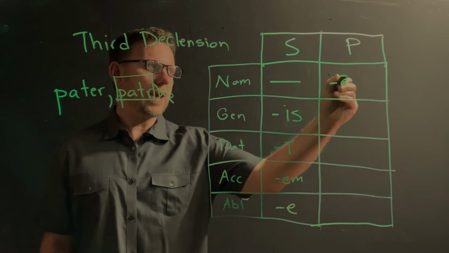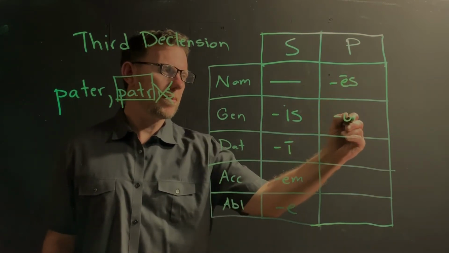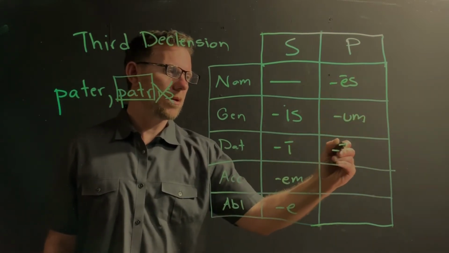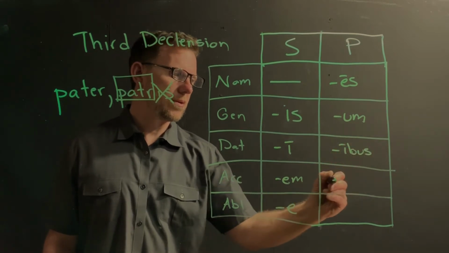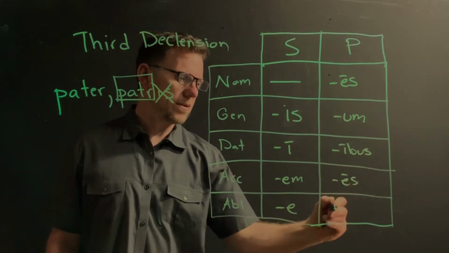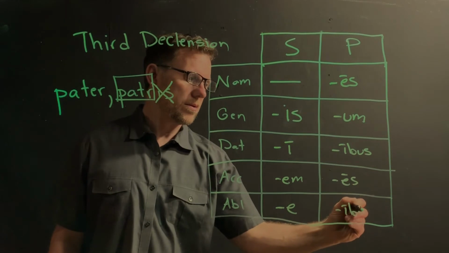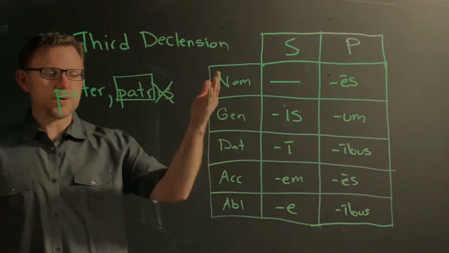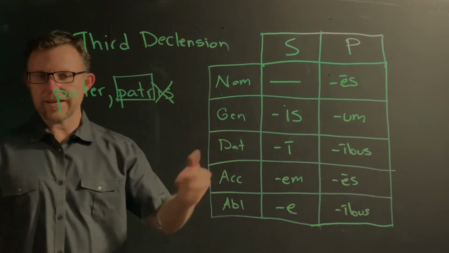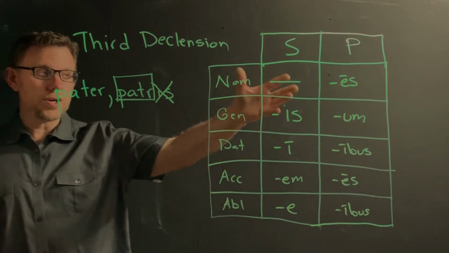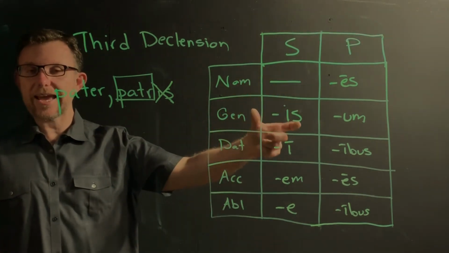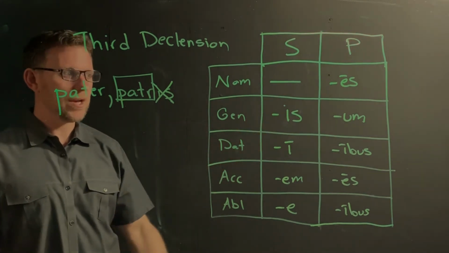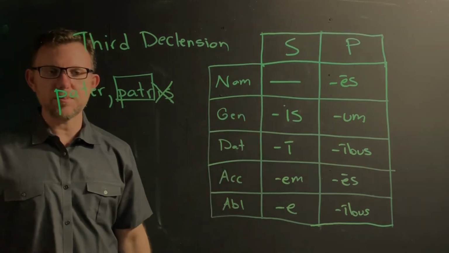And in the plurals we have es, um, ibus, es, ibus. There you go. These are your third declension endings. Now these endings are used for both masculine and feminine third declension nouns. There's no difference in the endings that you put on them.